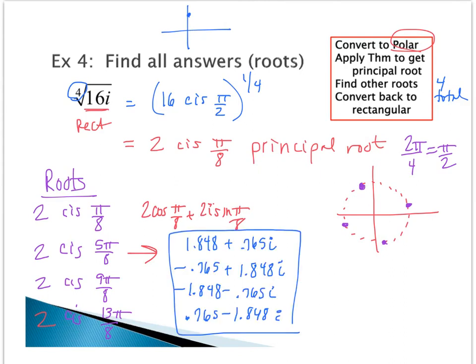Again, I want to stress that all of these answers start out with the same radius. After you applied DeMoivre's theorem once, then you find the spacing between the roots, which is found by doing 2 pi divided by the number of solutions that we have.